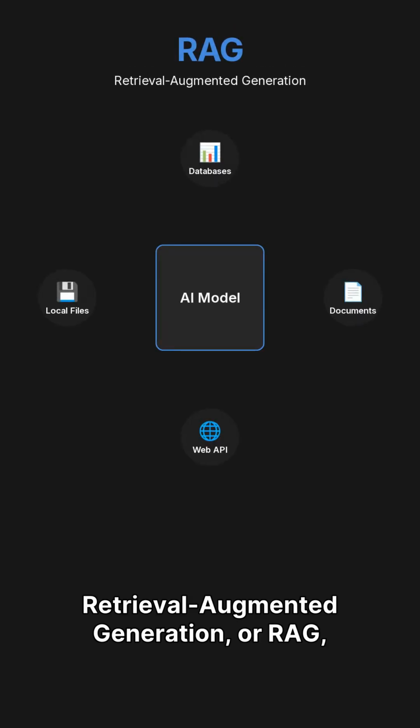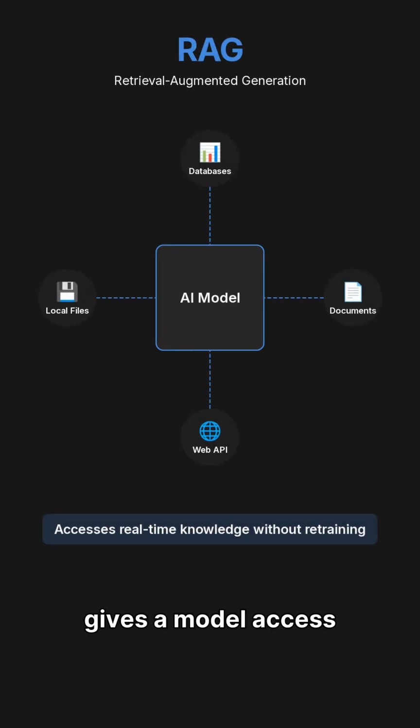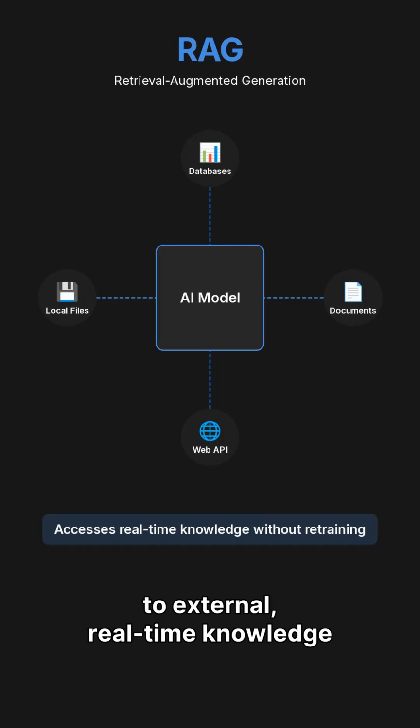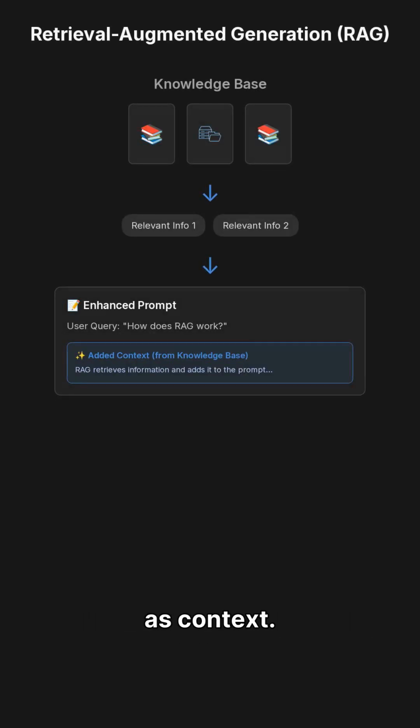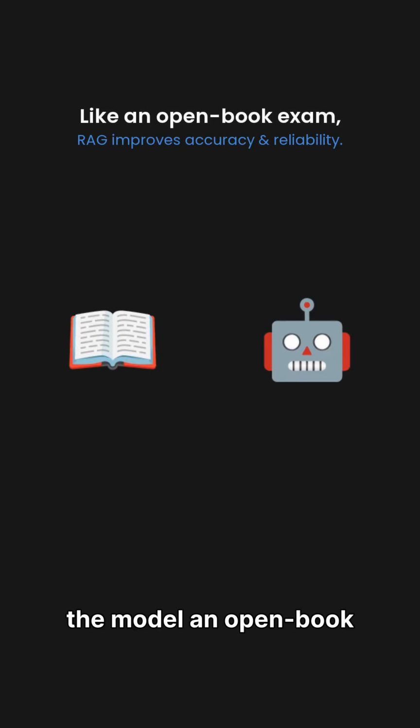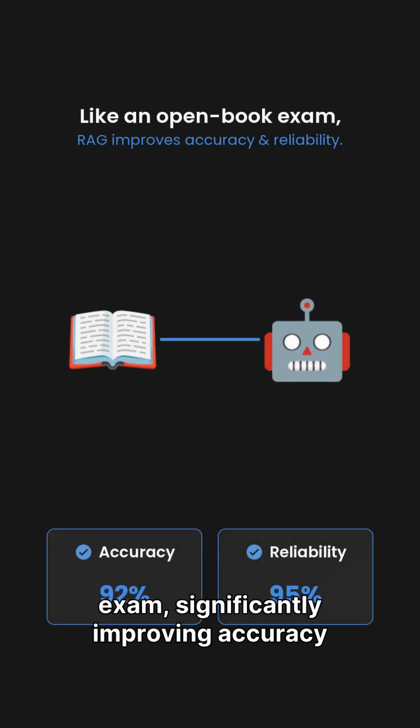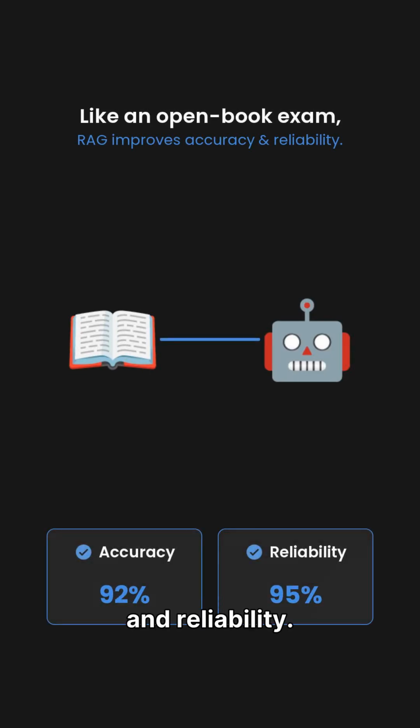Retrieval-augmented generation, or RAG, gives a model access to external, real-time knowledge without retraining it. RAG works by retrieving relevant information from your knowledge base and adding it to the prompt as context. This is like giving the model an open book exam, significantly improving accuracy and reliability.